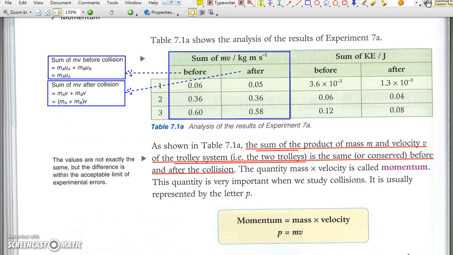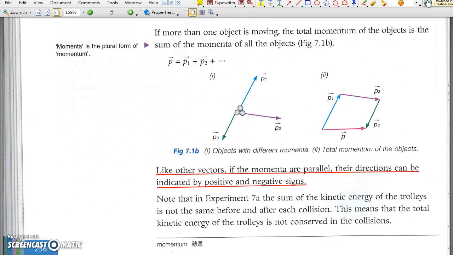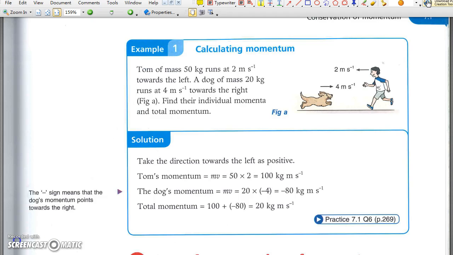So the calculation of momentum, which is the product of mass and velocity, is important. Momentum is a vector that has a direction, and its unit is kilogram meter per second. And the total momentum of a system is the sum of all the momenta added by vector addition, similar to the addition of forces. In example 1, the total momentum of Tom and the dog is the vector sum of their individual momentum. So the total is 100 plus negative 80 to the left, which is positive in this case.